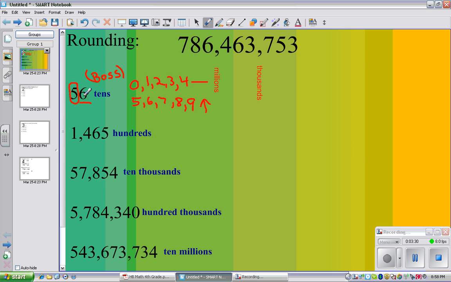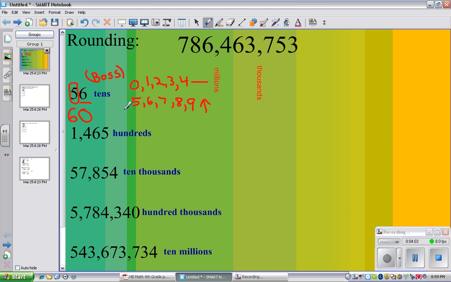So watch as I do it to 56. Since my underline number, the boss, is a 6, and 6 is right here, I know the circle number needs to be rounded up. So instead of a 5, I am going to make it a 6. That is step 3. The final step is all the rest of the numbers, however many digits are left over, will become zeros. In this case, there is only one number, so that number becomes a 0. So 56, when rounded to the nearest tens, becomes 60.